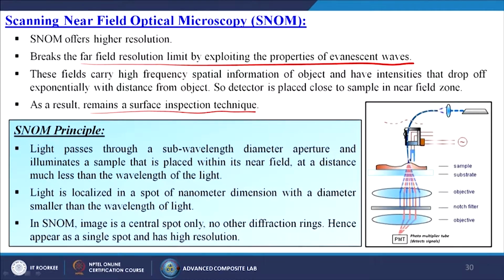We have the sample on the substrate itself, then the objective notch filter, then the objective, and after that the photomultiplier tube which actually detects the signals. SNOM principle: light passes through a sub wavelength diameter aperture and illuminates a sample that is placed within its near field at a distance much less than the wavelength of the light.